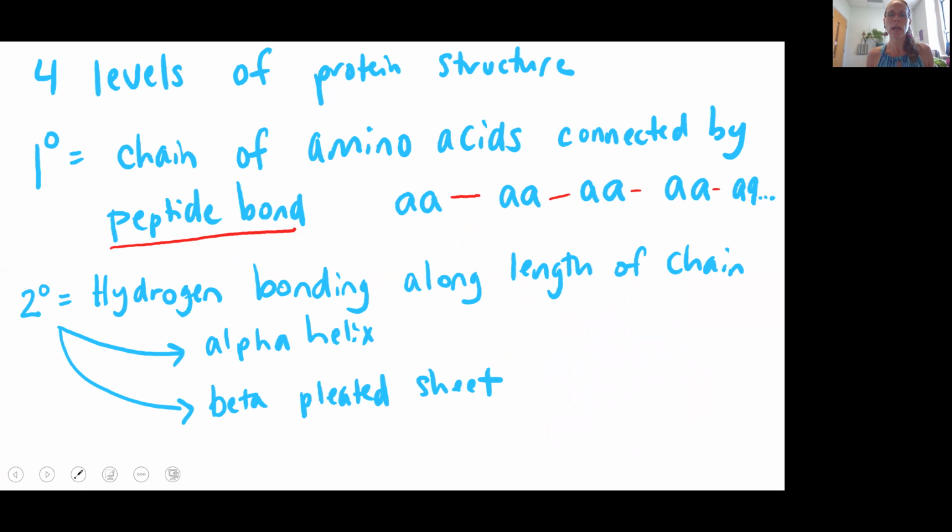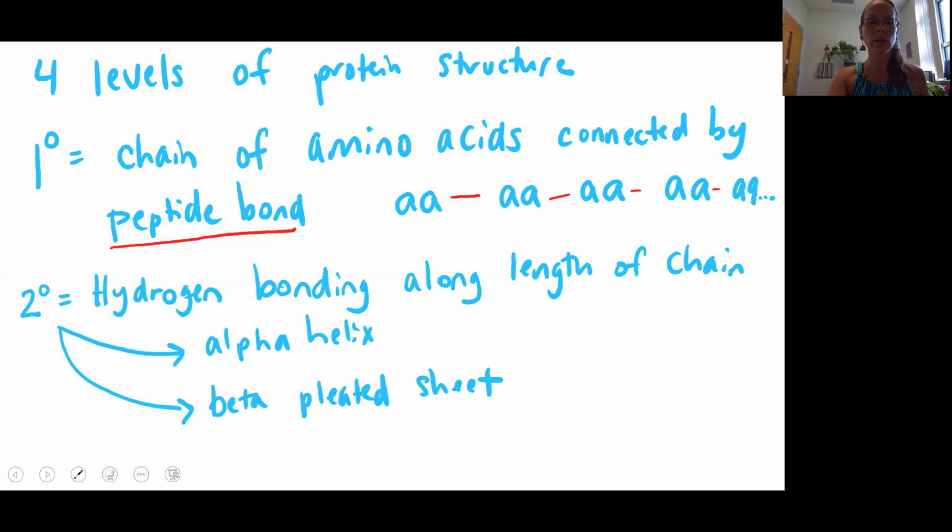Okay, now we're ready to look at that secondary structure. And for the secondary structure, we're going to see that there will be hydrogen bonding. Remember, hydrogen bonding is interactions within a molecule. And we're going to see interactions occurring along the length of this molecule. And there can be two different ways that we will see secondary levels. So two different types of folding. So I've already done one for you here. This is the alpha helix. So it just looks like a spring.